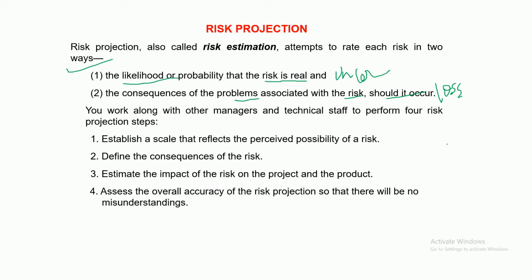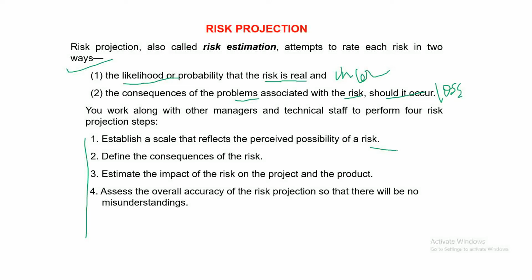You work along with other managers and technical staff to perform 4 risk projection steps. There are 4 steps for the risk projection or the risk estimation. First, establish a scale that reflects the perceived possibility of the risk. Establish some kind of a guideline, some kind of a reference that reflects the possibility of a risk. Simply because you feel that something is a risk, it cannot be identified as a risk. There should be a certain baseline, certain scale, certain reference points.